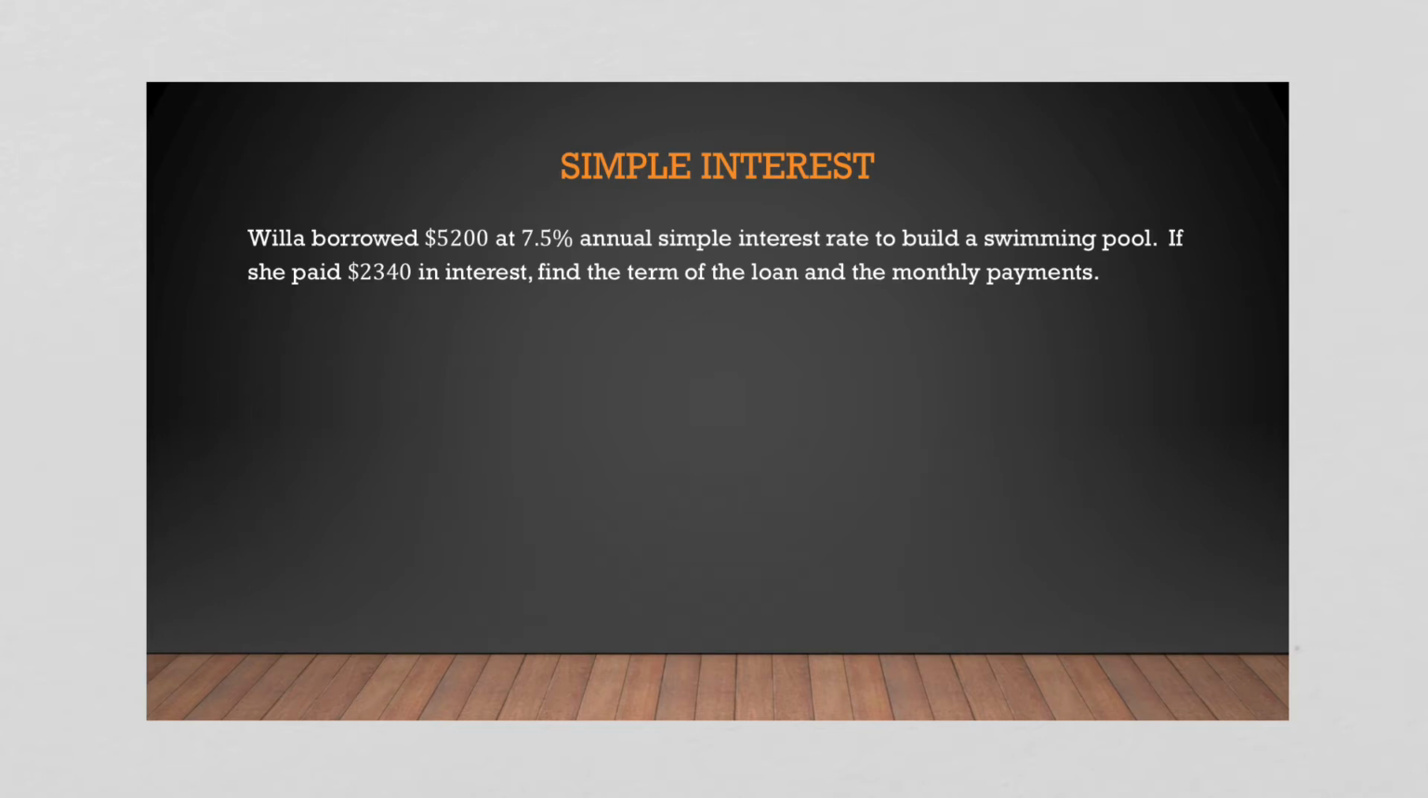Willow borrowed $5,200. Okay, so borrowing is still your principal, at an interest rate of 7.5%. So 0.075, because that first bit is your 7%, and the half follows. And she paid $2,340 in interest. So in this case, we know how much interest she paid. We don't know time. We don't know the term of the loan. So let's figure this out.